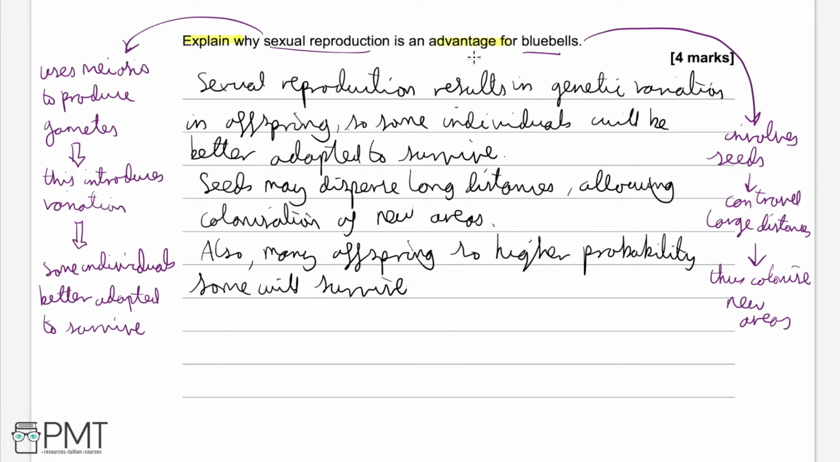Looking at where the marks come from, the first and second are from talking about the introduction of genetic variation, and this making the plants better adapted to survive. The third comes from discussing the colonization of new areas. And finally, the fourth mark from discussing the fact that more offspring creates a higher probability that some will survive.